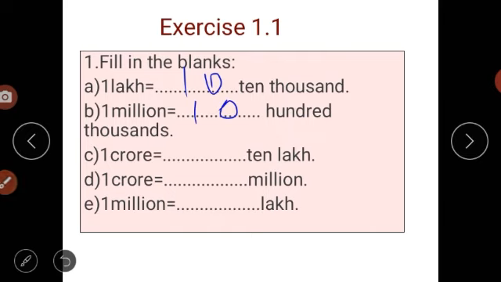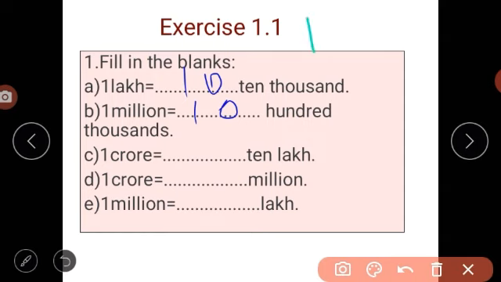Next, what number do we have? 1 crore. So 1 crore is equal to 1 followed by 7 zeros. 1, 2, 3, 4, 5, 6 and 7.